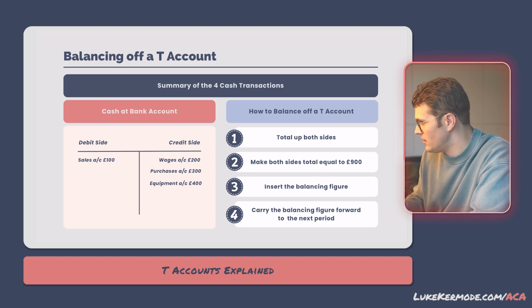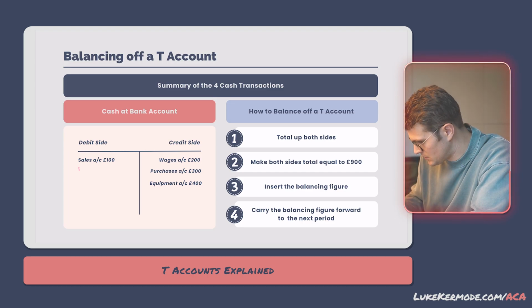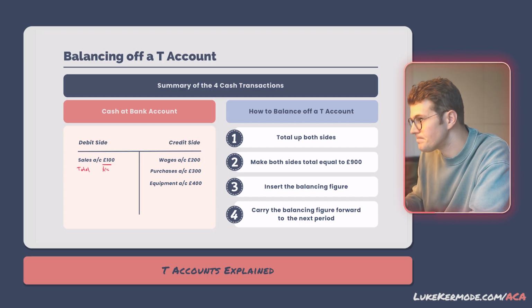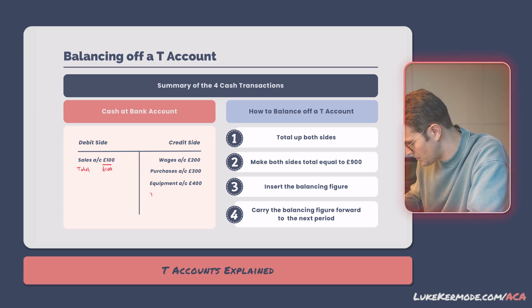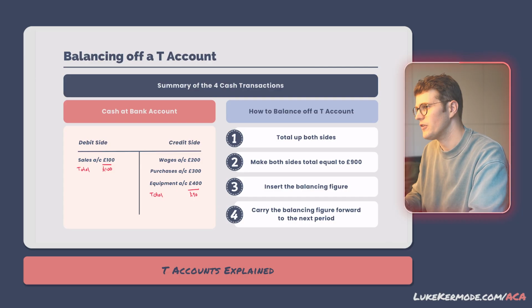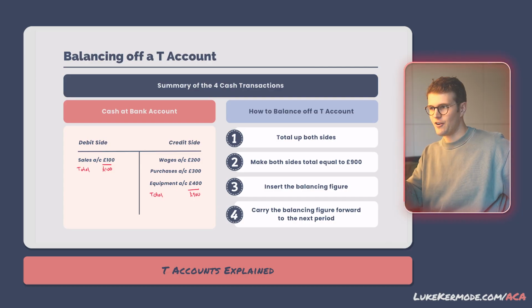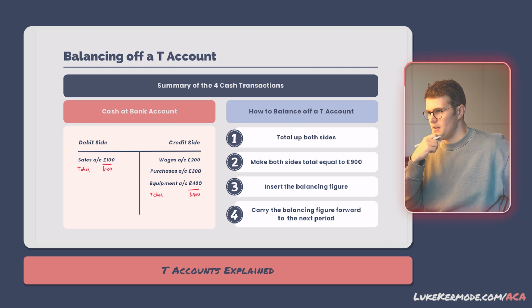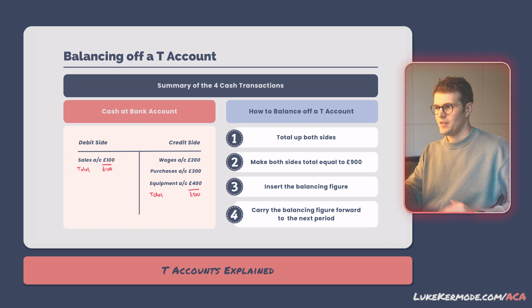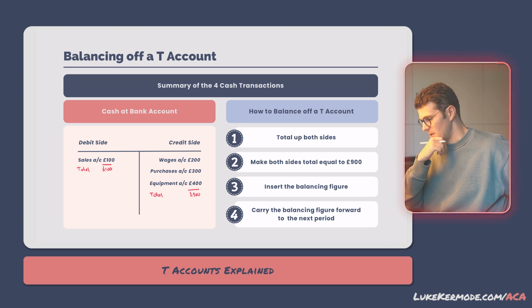So that gives us a total amount on the debit side of £100 and a total on the credit side of £900. So the business in aggregate has spent £800 more than it's received. This is how the cash at bank account keeps track of all money movements in and out of the business.